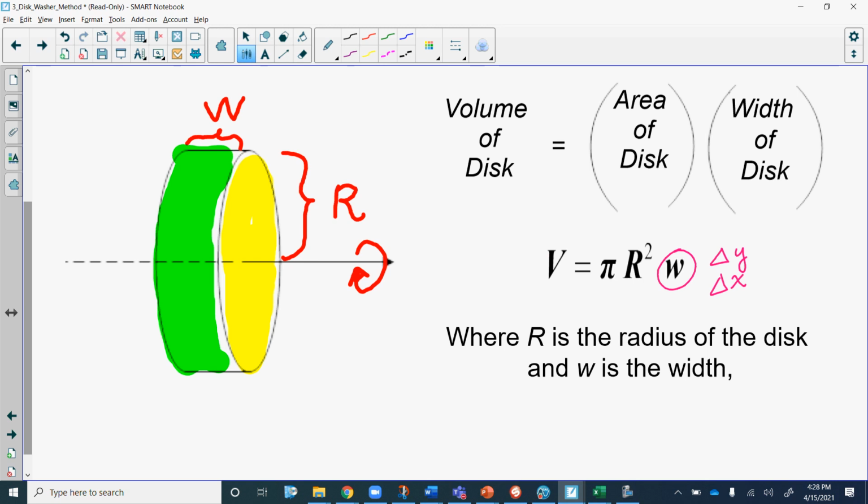So for instance, in the picture that we have, we're rotating vertically. So the width of the cylinder, the height of the cylinder, where they have the W, that would be delta x, or dx, or dy when we do our integral.